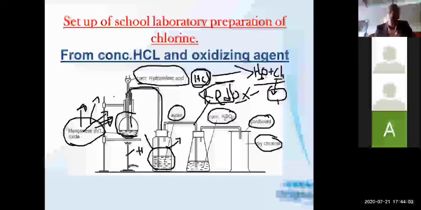Then now the gas will be passed through this conical flask containing the concentrated sulfuric acid. The concentrated sulfuric acid here will act as the drying agent. To mean it will dry the chlorine gas. So that is why it is passed through this, for the gas to be dried.